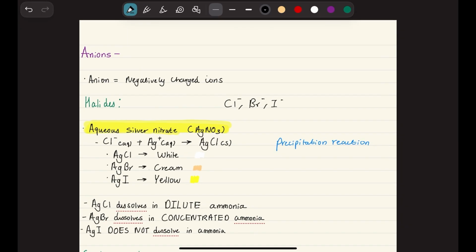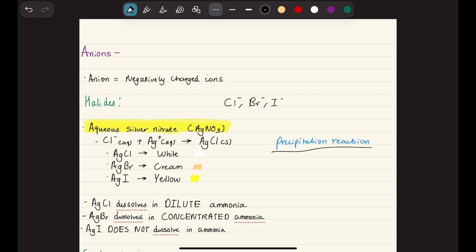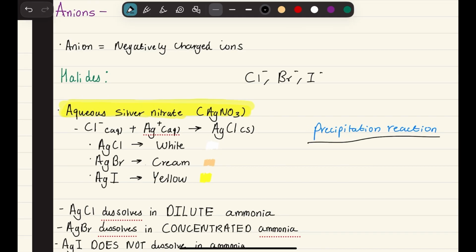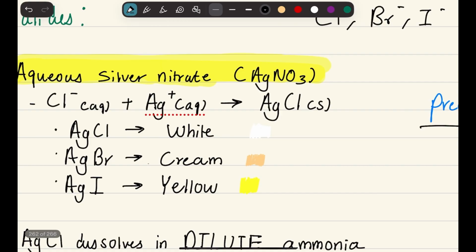Now, all of these reactions are precipitation reactions. So we're forming a solid precipitate at the end of it. Now, the color of this precipitate is the qualitative part of this. So silver chloride is white, silver bromide is cream, silver iodide is yellow. And remembering those colors is so important.